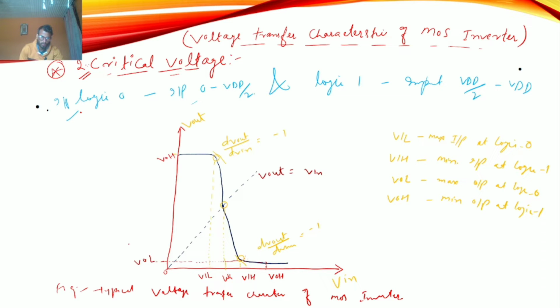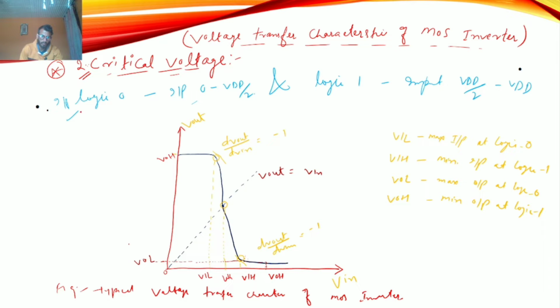As shown in this figure, this is the y-axis and this is the x-axis. On the y-axis we get the output voltage, V out, and on the x-axis there is the input voltage, V in. This is the origin point, and this is the critical graph for measuring the critical points, the critical voltages. Here VOH represents the output voltage at higher logic.